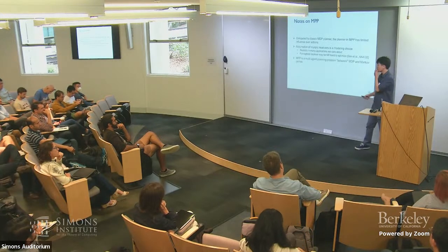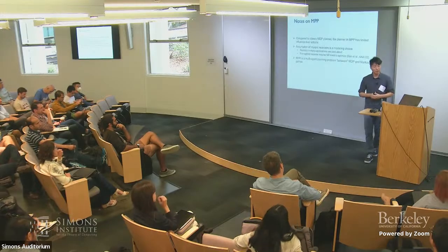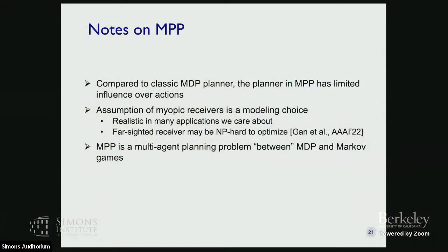Okay, so another quick remark is that I think this MDP model is a kind of multi-agent planning problem, sitting somewhere between MDP and general Markov games. It's slightly more complicated than an MDP, in the sense that there is another agent affecting your decision, but it's also less complicated than general Markov games because the receiver is myopic. That allows you to do better optimization. And I think that is a sweet spot, in the sense that it can capture some multi-agent problems, but it's not as hard as the general Markov game, which is well known to be computationally hard to solve.